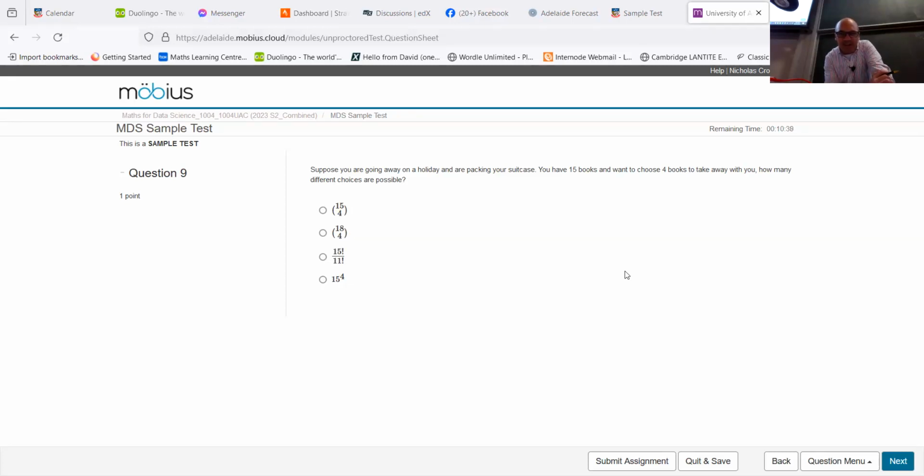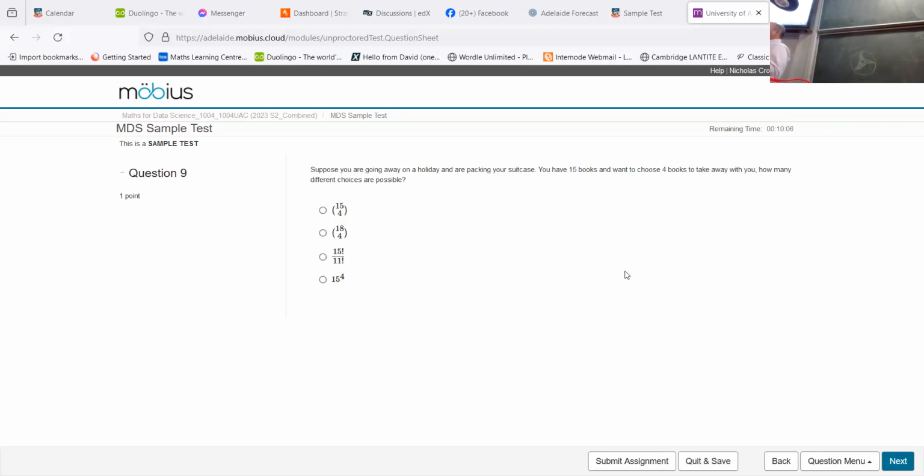Suppose you are on holiday and you are packing your suitcase. You have 15 books and you want to choose 4 of them to take away. How many different choices are possible? Are we assuming these items are distinct? It's not like we're taking writing pads that all look the same, where it would make no difference.